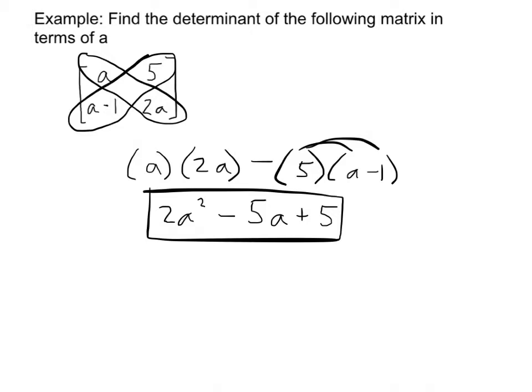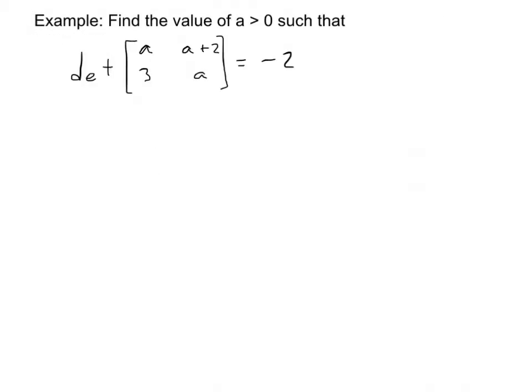Okay, last example. Now find the value of A greater than 0 such that the determinant is negative 2. This ties together what I did in the second example with a little bit of an equation. First of all, what is the determinant of that? What is the left side? Pause the video and make sure you can find that determinant.